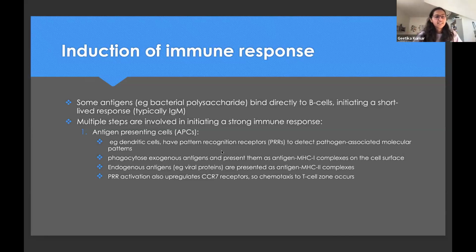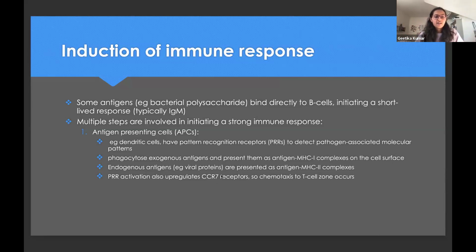This could be things like LPS, as I mentioned earlier, which would only be found on pathogens, or for example, single-stranded DNA, which again is only pathogenic because that wouldn't be found in normal human cells. Once the pattern recognition receptors are activated, these cells will upregulate a receptor called CCR7. That helps them to migrate towards the paracortical region where the T cells are found in the lymph nodes, because cells in that region will secrete CCR7 ligands. So the dendritic cells basically undergo chemotaxis to migrate to this area.